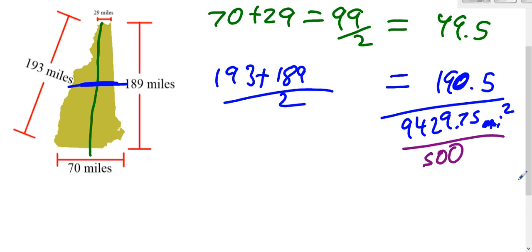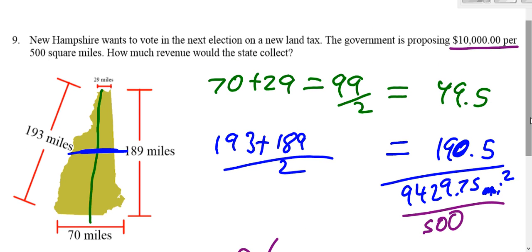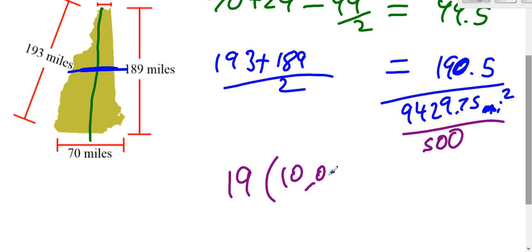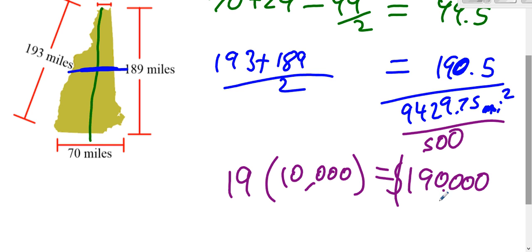It's 18.86. We'll just round up to 19. And it says that that's times $10,000. It'd be $190,000.